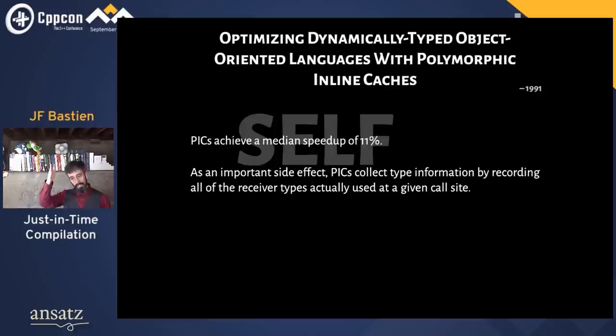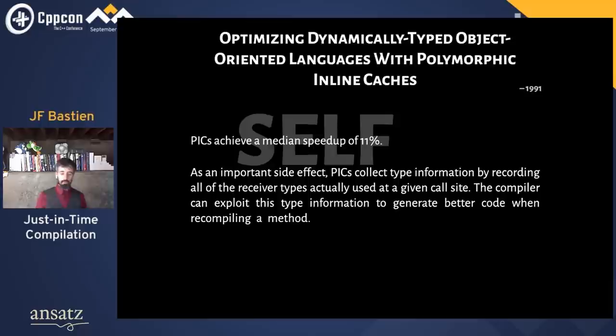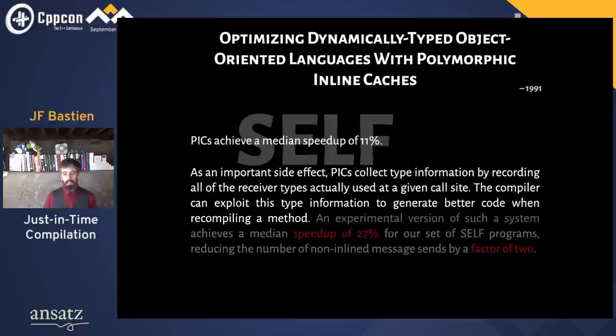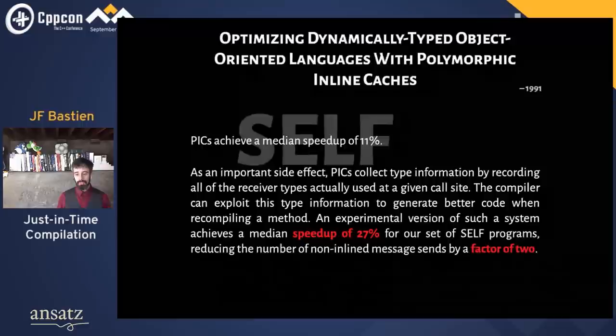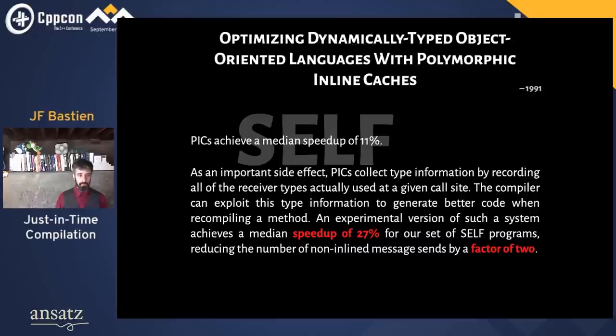All right, the compiler can exploit this type of information to generate better code when recompiling a method. Interesting. An experimental version of such a system achieves a median speedup of 27% for a set of Self programs, reducing the number of non-inlined messages sent by a factor of two. Right? So Self, if you're not really familiar with it, it's a precursor to JavaScript. So it has prototypical inheritance, which is kind of like changing the V-table of a type at runtime.